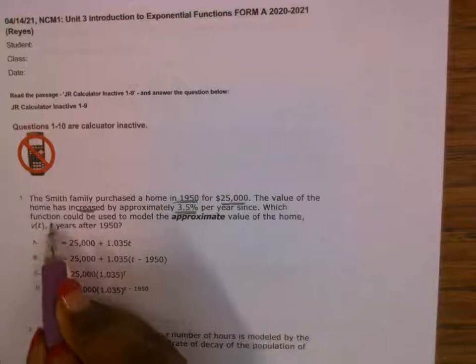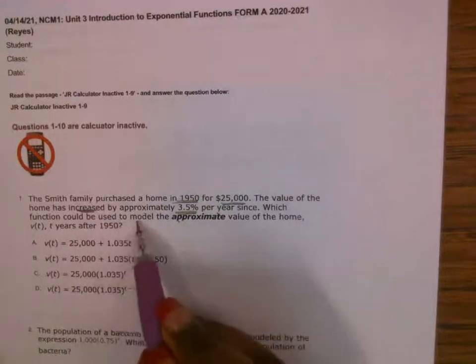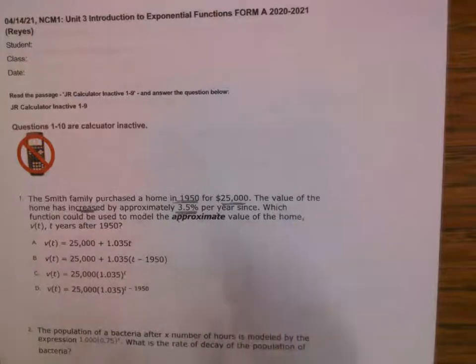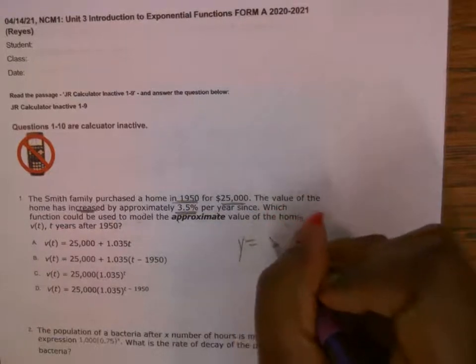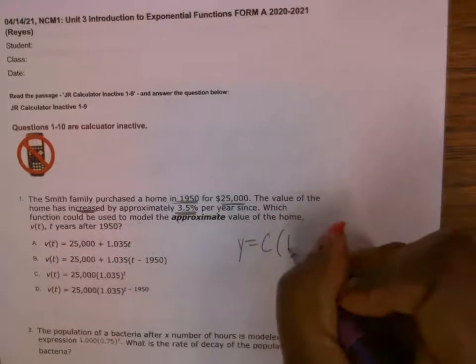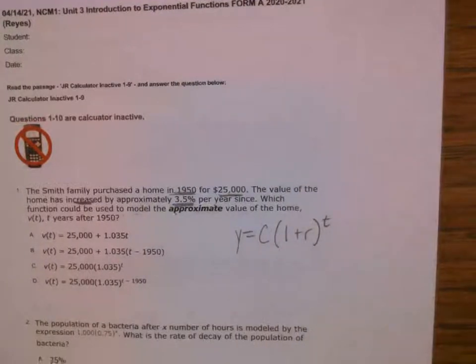Which function could be used to model the approximate value of the home after t years? If we use exponential growth, that's going to be y is equal to c(1 + r) to the t or x power. Are you good with that?